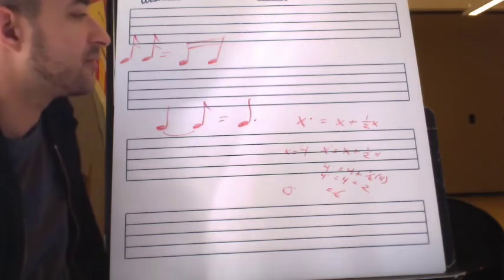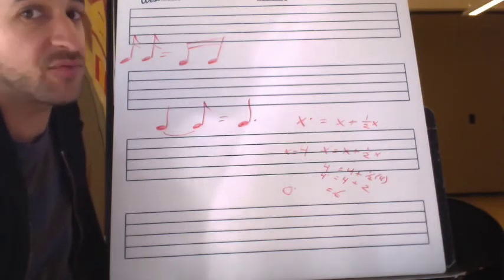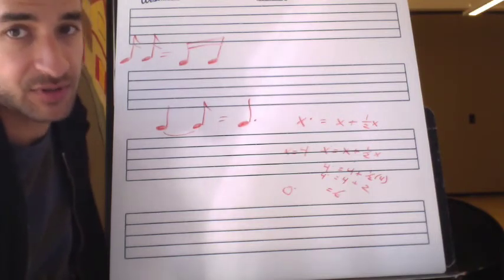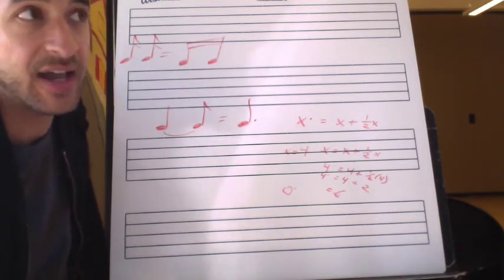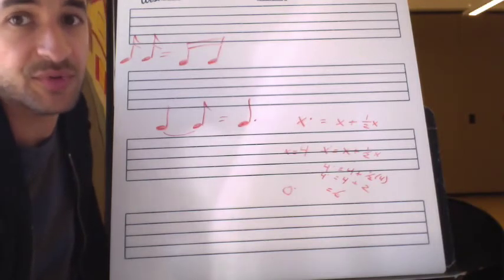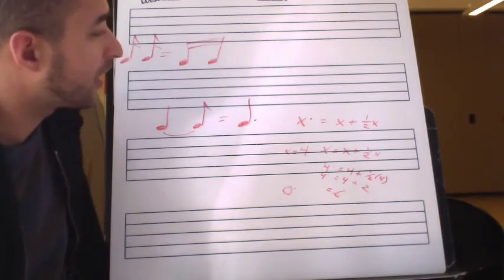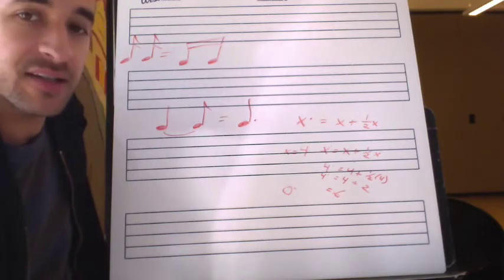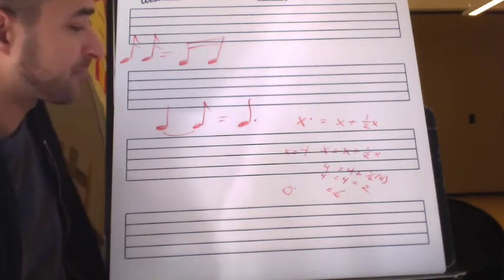So a dotted eighth note is worth 3/4 of a beat. It's worth an eighth note plus the value of half of an eighth note, which is a 16th note. So an eighth plus a 16th equals 3/4 of a beat. Okay. I guess that's about it. Oh, there's one more thing: flats and sharps.